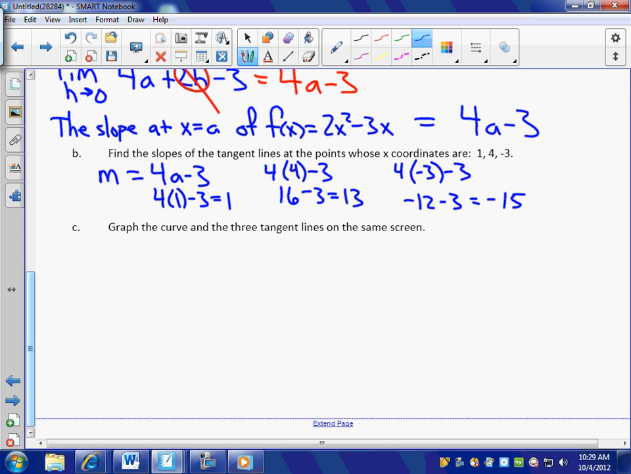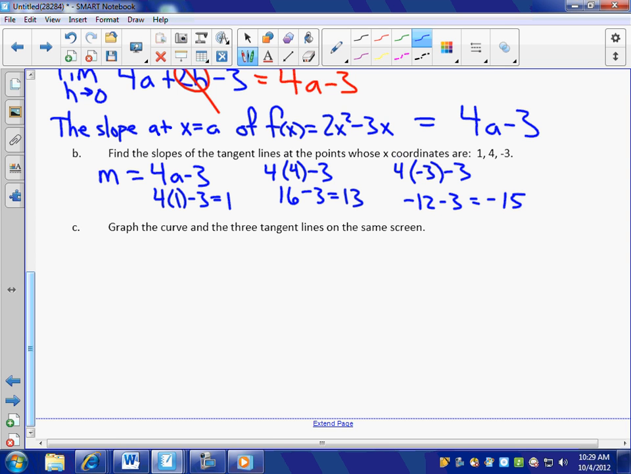Graph the curve and the 3 tangent lines on the same screen. Let's do it. Let's do it real quick so we can speed this up. This side of the room, you guys come up with the equation for the line tangent at 1. Middle of the room, you guys come up with the equation for the line tangent at 4. And this side of the room, you guys come up with the equation for the line tangent at x equals negative 3.